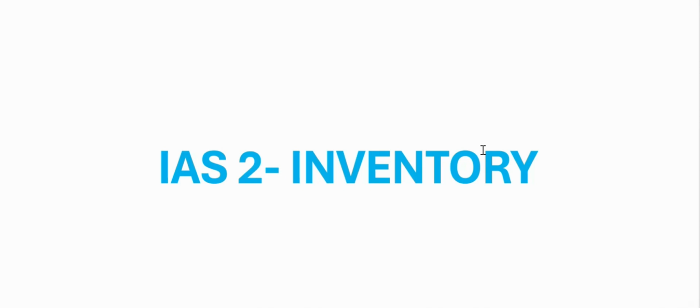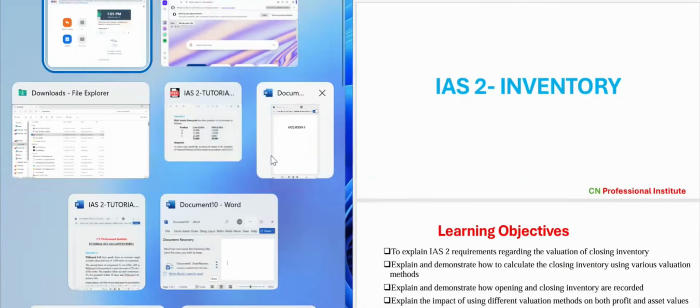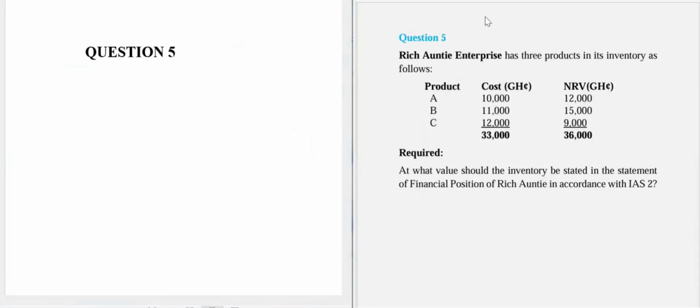In this video, we are going to solve more questions and then we'll proceed with our cost formulas. So let's solve more questions on the subsequent measurement of inventory and how to account for inventory write-downs. So let's continue with our questions. We are going to continue with question 5. We solved some of these questions already.